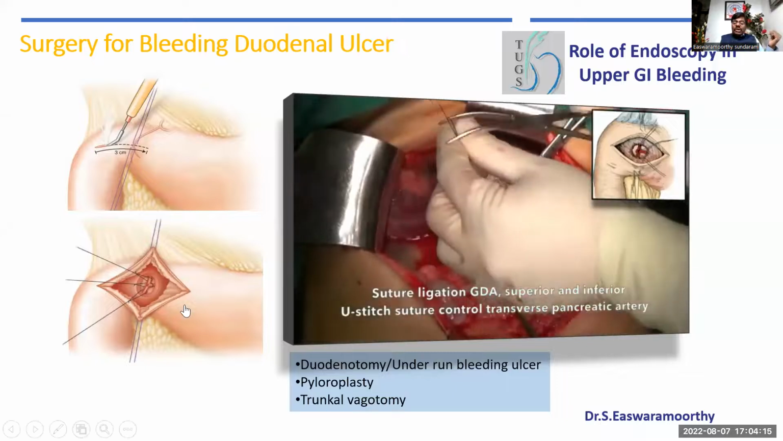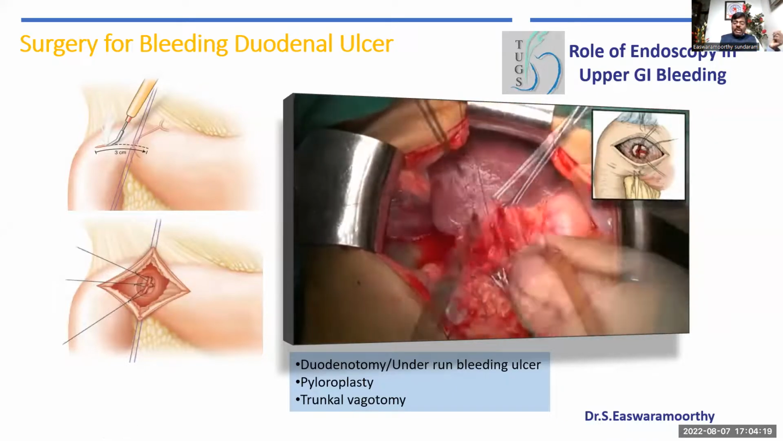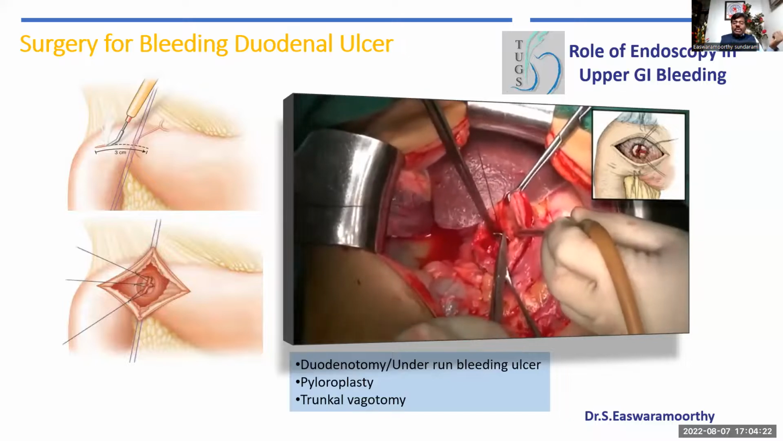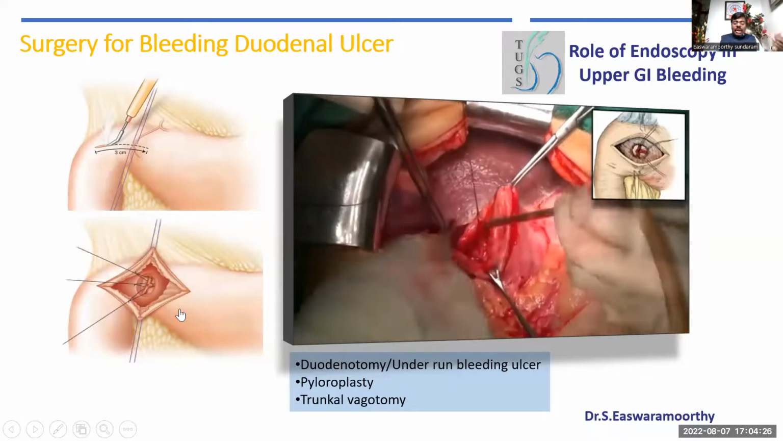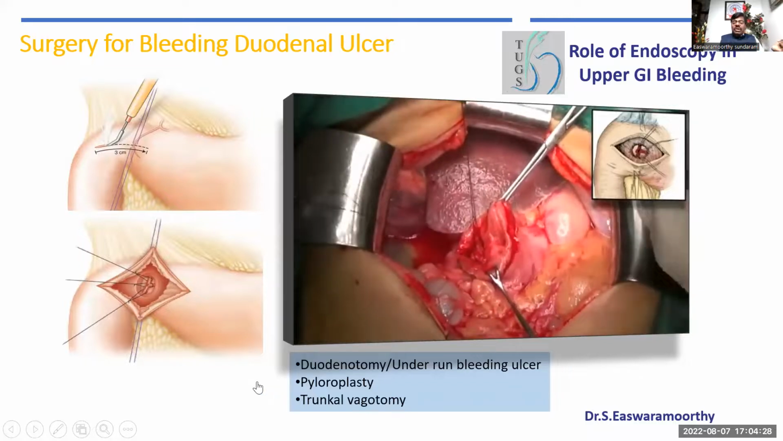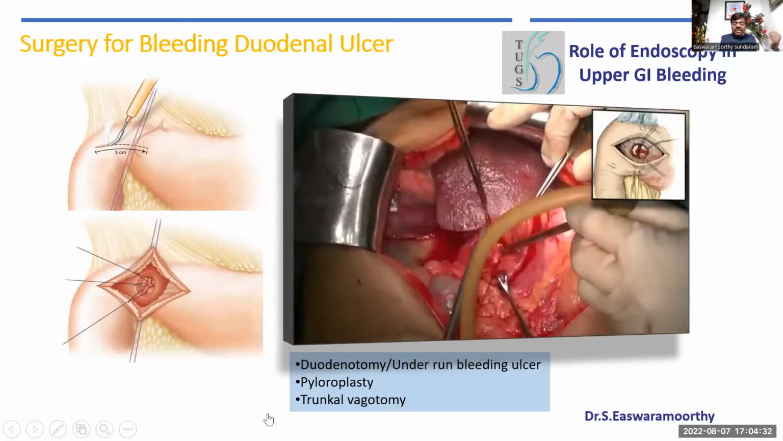Then you can control the duodenotomy. Will you do a vagotomy along with that, if you ask me? If it's a bleeding cause, usually we do a vagotomy, a truncal vagotomy, if you have done this procedure. This is just to make my presentation comprehensive: the role of the surgeon, the role of the endoscopist, the role of the interventional radiologist.